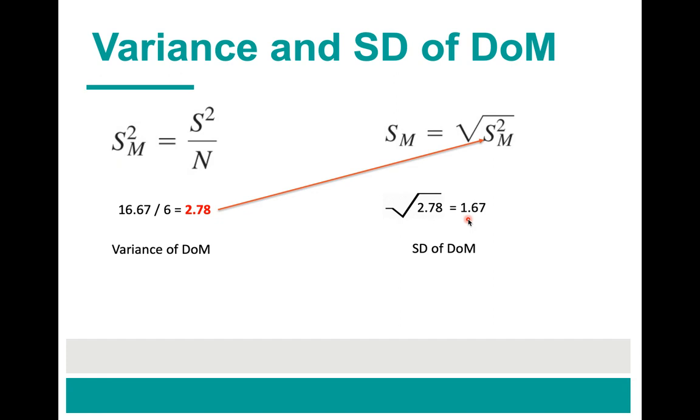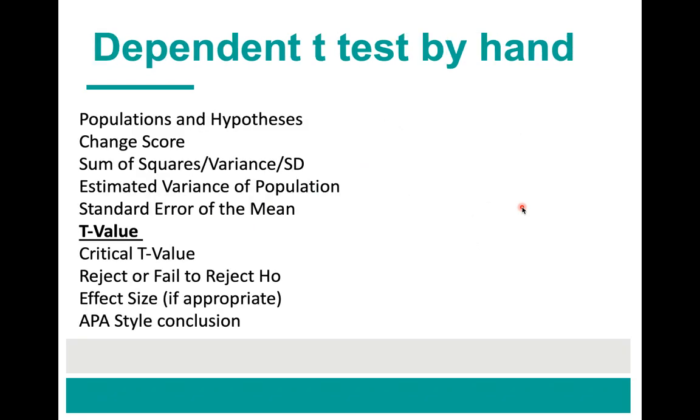We're wondering, does 2 weeks of therapy change people's depression scores more than people's depression scores would change just randomly in the natural world? This 1.67 is an estimate of that error. It's an estimate of how much people's depression will randomly fluctuate across time. And so we're going to compare our change scores to this random error variability by calculating a t-value.